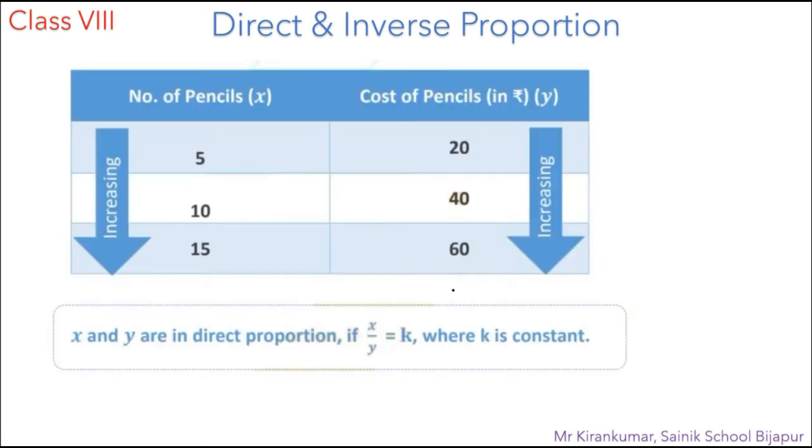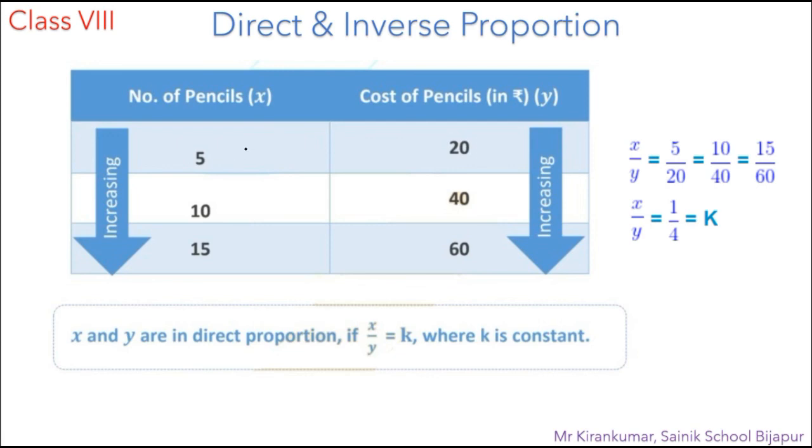This type of proportion is called as a direct proportion. To give an example, here the number of pencils, if I mention it as X and the cost of pencil in rupees is mentioned as Y, here 5 pencils, their cost is 20 rupees, then the cost of 10 pencils will be 40 rupees, the cost of 15 pencils will be 60 rupees. If X and Y are in direct proportion, the ratio X by Y is a constant. Here, if you find out X by Y, we get 5 by 20, which is equal to 10 by 40, which is equal to 15 by 60. And their ratio is 1 by 4.